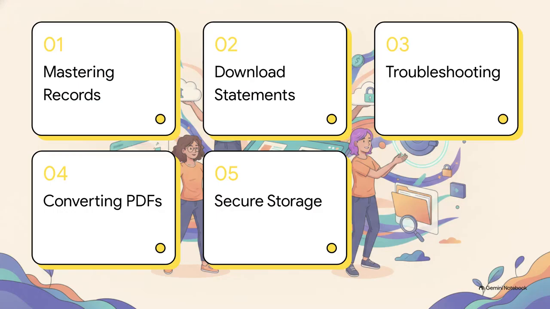Here is our roadmap for today. First, we'll cover mastering your financial records. Then, downloading Wells Fargo statements. After that, troubleshooting common access issues. Followed by converting PDFs to spreadsheets. And finally, secure storage and organization. Let's get right into it.